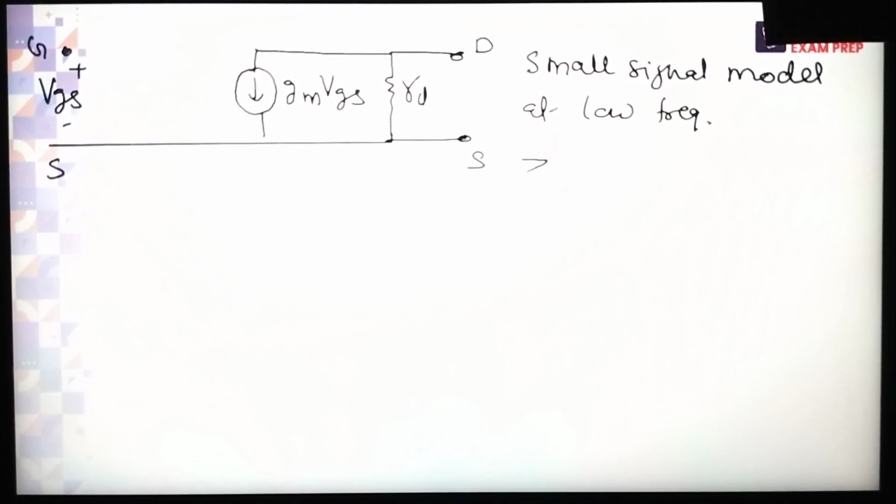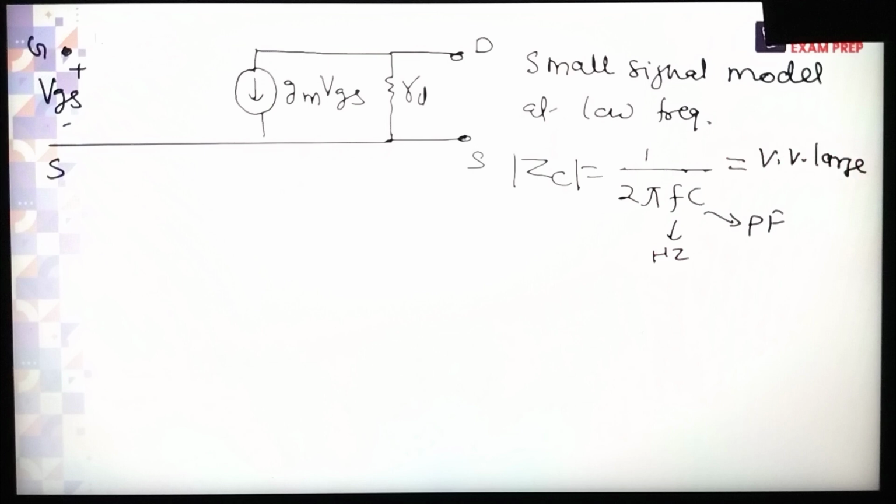Because the impedance of a capacitor is given by 1 by 2πfC. Since all the internal capacitances are normally in the range of picofarads, and the frequency is in the range of kilohertz or hertz, the impedance is very, very large. That's why all internal capacitances act as open circuit.